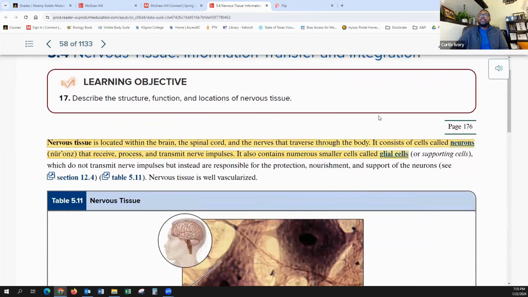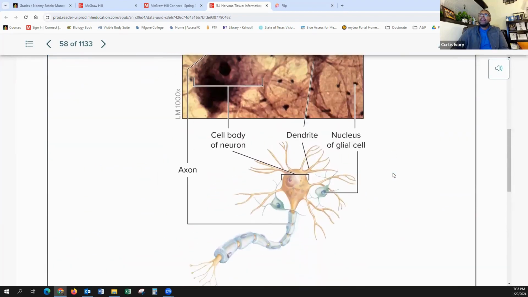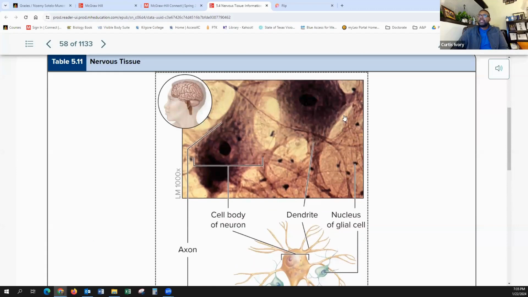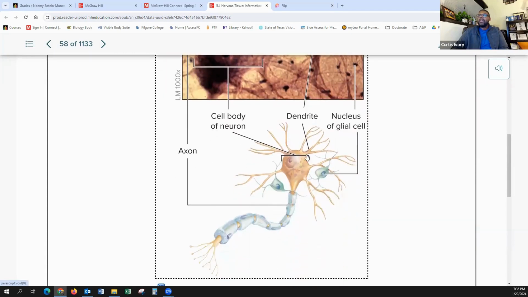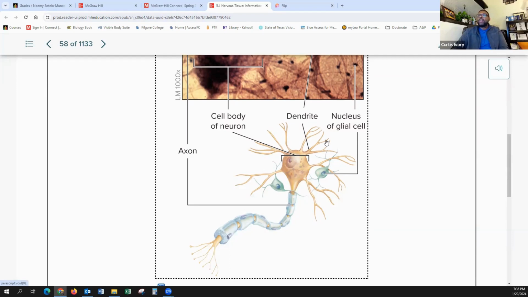So another type of tissue is referred to as nervous tissue, which is going to be our nerve cells. The top picture is what they actually look like if you took a microscope image. But here's a nicer, prettier image. Here's the cell body where all the organelles are held. Here's the axon where the electrical impulses are going to travel down. And then these dendrites are what's going to receive signals.